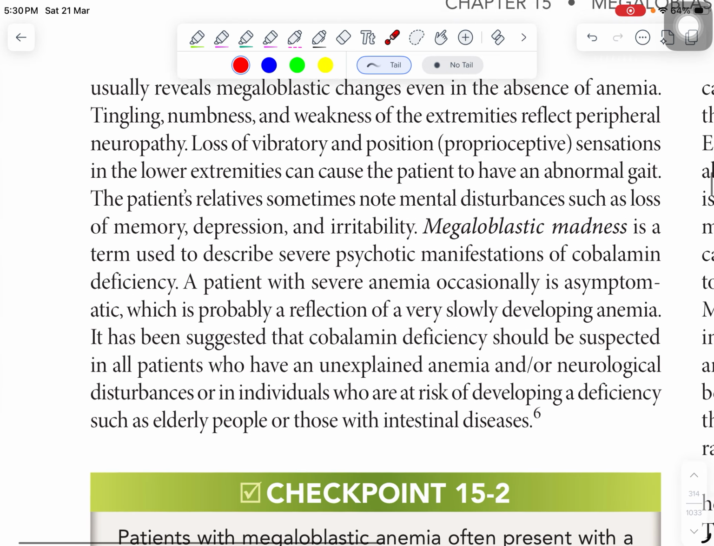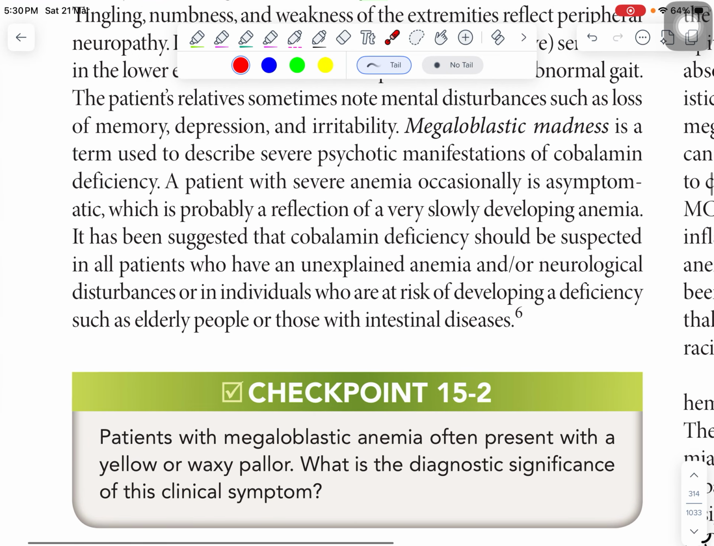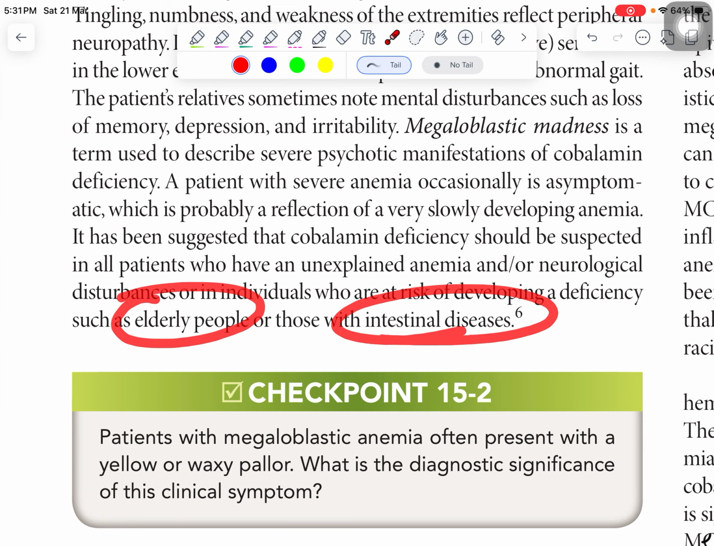A patient with severe anemia occasionally is asymptomatic, which is probably a reflection of very slowly developing anemia. It has been suggested that cobalamin deficiency should be suspected in all patients who have an unexplained anemia and or neurological disturbances, or in individuals who are at risk of developing a deficiency, such as elderly people and people with intestinal disease.